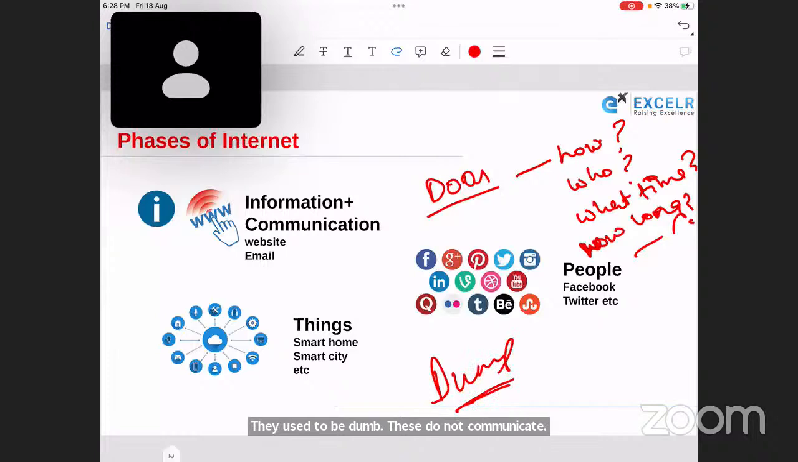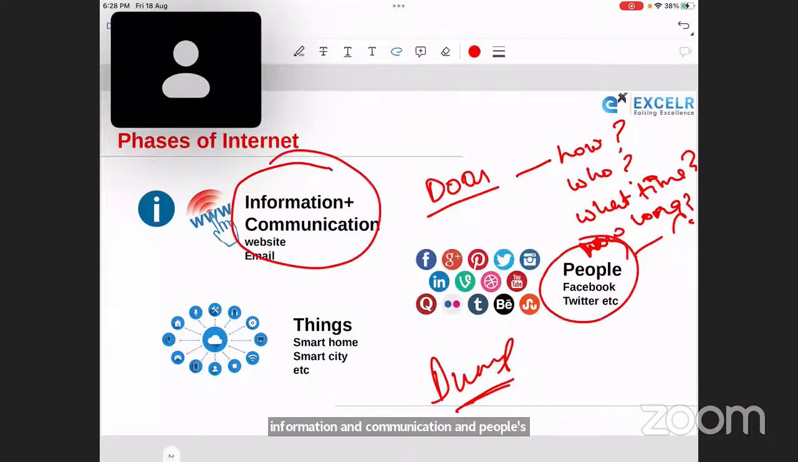Things started communicating in the sense that now if I have a smart home and I go out of my home, maybe I'm in Bangalore and I go to Mumbai, I can still open my phone and see the status of my home. So my home becomes smart because it is communicating to the external world. It is connected to the internet, so it uses this information and communication and people skills to communicate its situation. Okay, this thing is just a part.